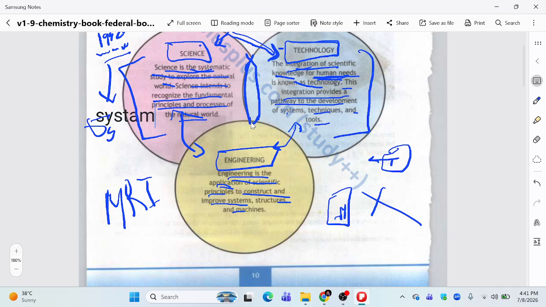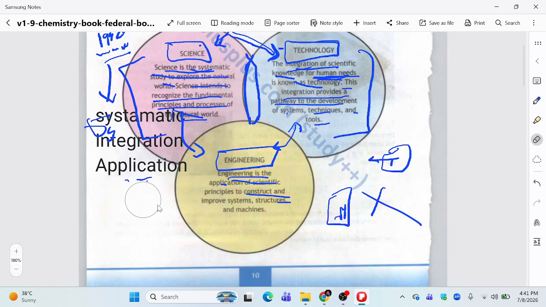Systematic, integration, and application are three different things. Let me erase these all things for you.